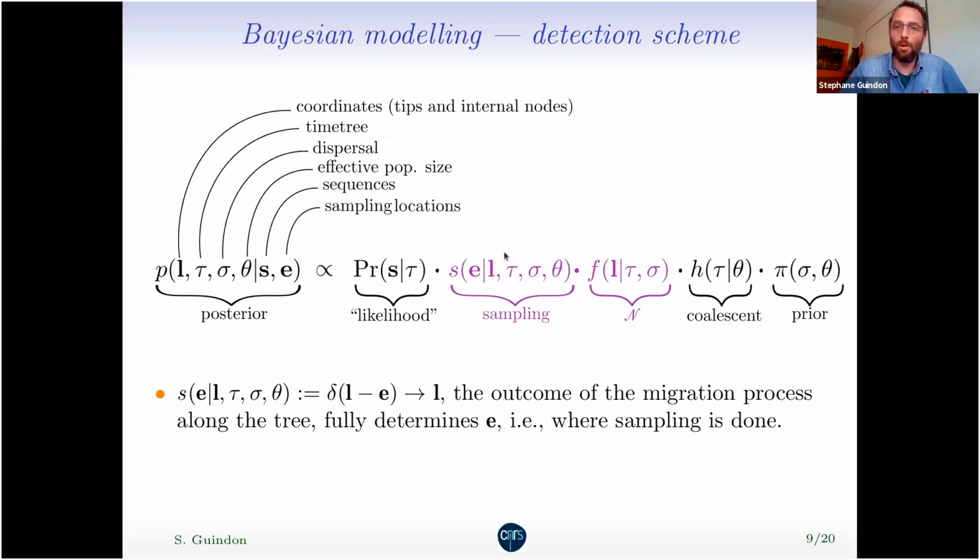So here, you remember what we said about the detection scheme. We condition the sampling based on the outcome L of the evolutionary process. So for this reason, we are using a delta Dirac function here. And once again, the outcome of the migration process, which is L, fully determines E, the sampling locations.